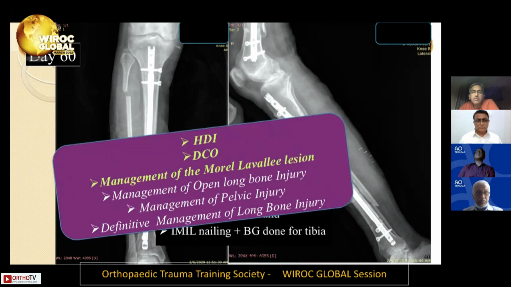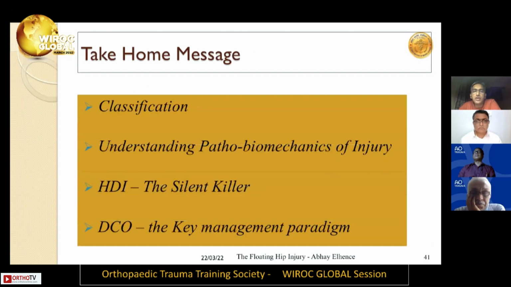We looked after the hemodynamic instability, did damage control orthopedics in terms of stabilization of the skeletal injuries and a binder for the pelvic injuries, took care of the Morel-Lavallée lesion, managed the open long bone injuries with a flap, and then we did a definitive stabilization of the pelvic injury with definitive management of the long bone injuries subsequently. So the take-home message for the floating hip pelvises is that it's a high energy trauma.